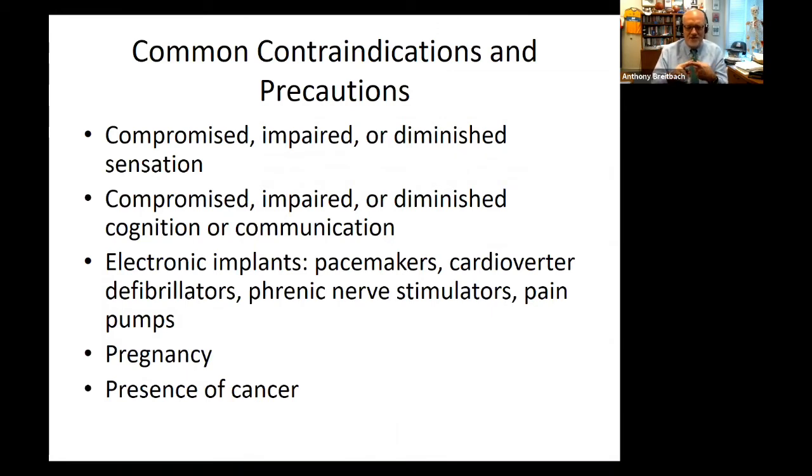If someone has electronic implants like pacemakers, defibrillators, phrenic nerve stimulators, or pain pumps, you have to be really careful. Pregnancy is also a concern, especially anything on the torso. Pregnancy can be a major issue. You do not want to harm that fetus. And then if they have the presence of cancer, a lot of these therapeutic modalities rev up your metabolism. If cancer cells are spreading all over a person's body, do we want to rev up the metabolism?